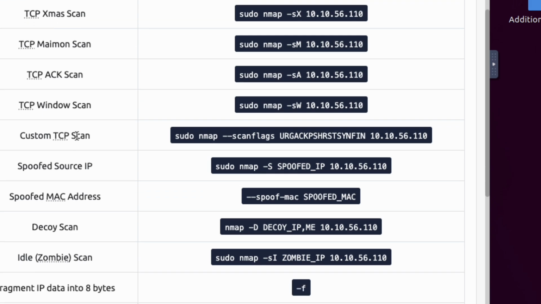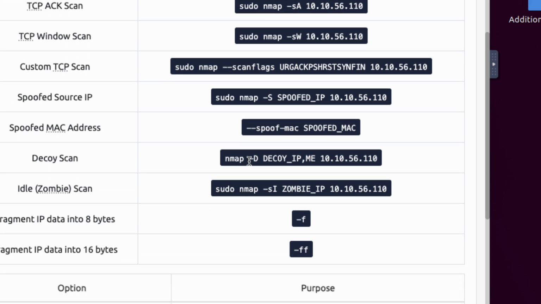And then you have the custom TCP, right? So you would run it, and then you just want to set your own flags. So you do scan flags, and this one has urgent, acknowledge, push, reset, SYN, and fin. Basically all the flags are set over here. Then you have the spoofed source IP, which is capital S, spoofed IP, and then your target IP. Spoofed MAC is going to be spoof MAC, and then the spoofed MAC address.